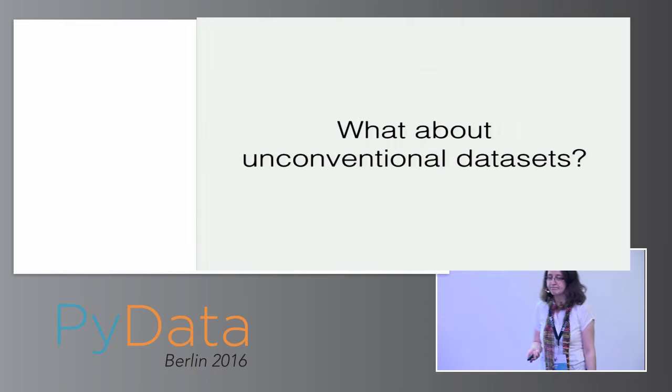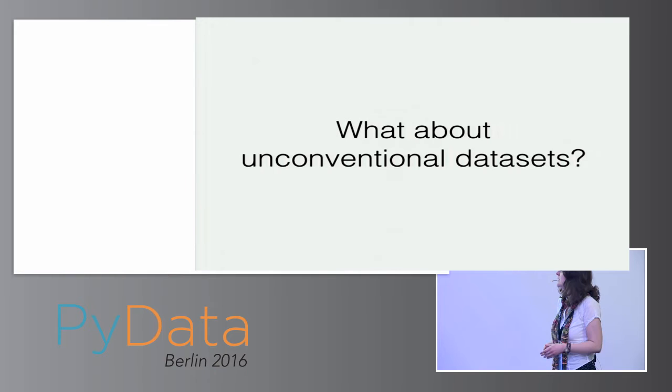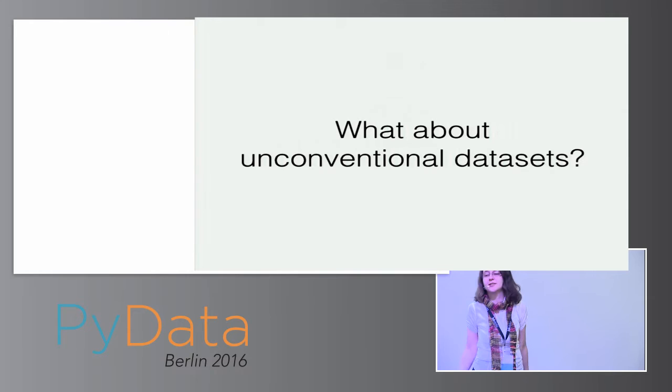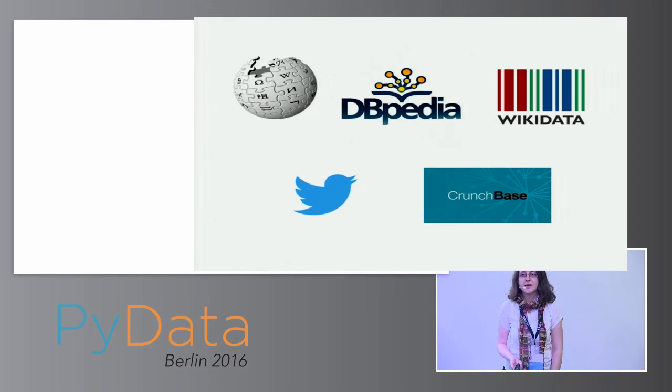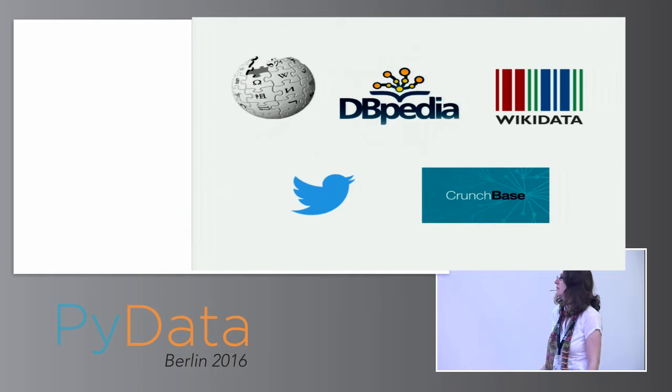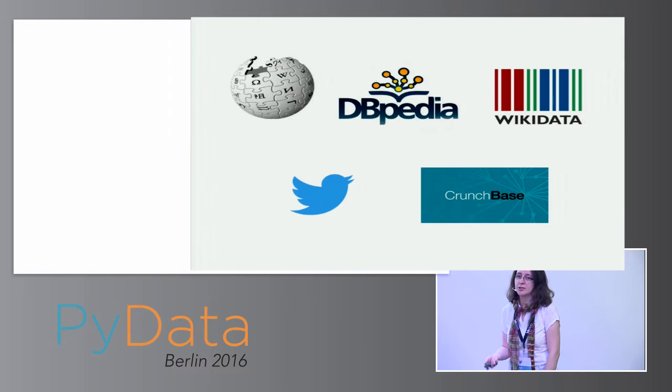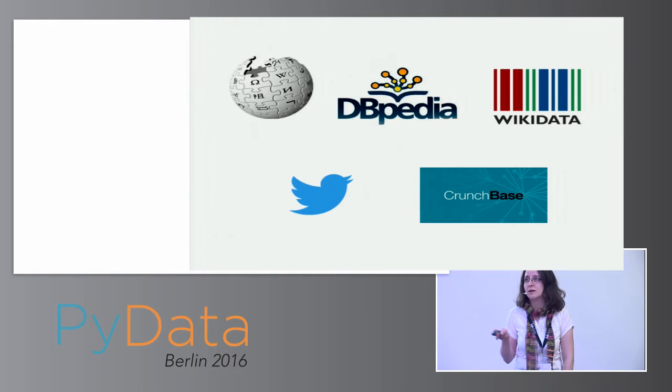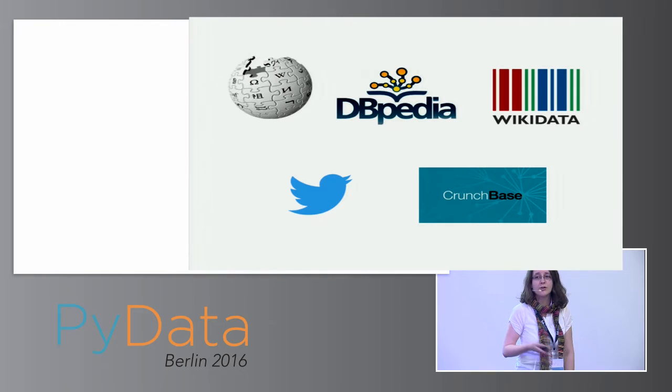However, let's try something really crazy. Let's try to see if there's any kind of signal coming from unconventional data. So when I talk about unconventional data, I'm thinking about data sets that have been created without having any financial applications in mind. So this can be Wikipedia and its related projects. So DBpedia is a structured version of Wikipedia. The same is valid for Wikidata, also obtained via people's collaboration.